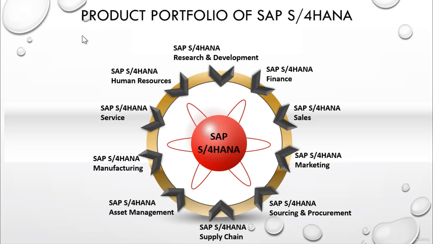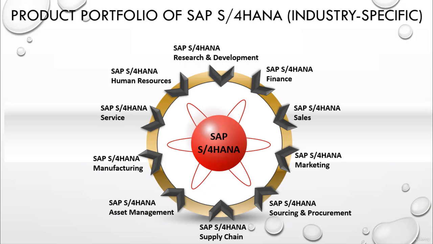Next, here is the product portfolio of SAP S4HANA, or business applications of SAP S4HANA, that I have already shown you in the first lecture. There are also some industry-specific solutions provided by SAP S4HANA Business Suite. First, SAP Ariba. It is the procurement and supply chain solution which is integrated with SAP S4HANA Finance and SAP S4HANA Sourcing and Procurement.